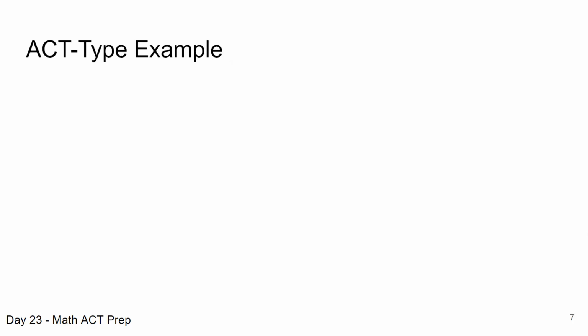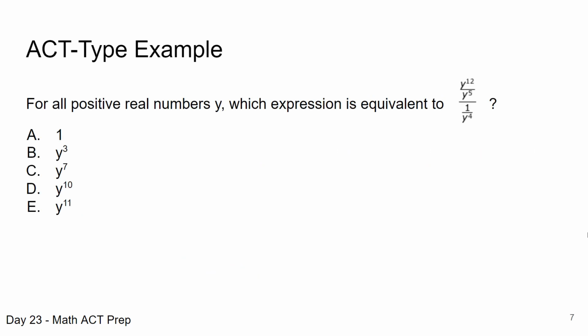Now let's take a look at this ACT type question. Pause the video here, work this question, and we'll come back and work it together. It says for all positive real numbers y, which expression is equivalent to, we have an overall quotient expression here. In the numerator, we have y to the 12th divided by y to the 5th. All of that is divided by 1 over y to the 4th.